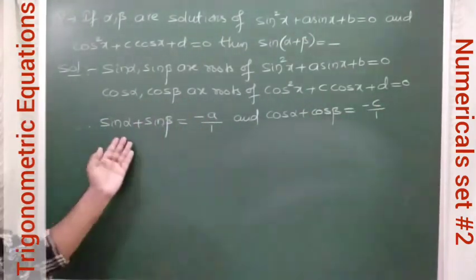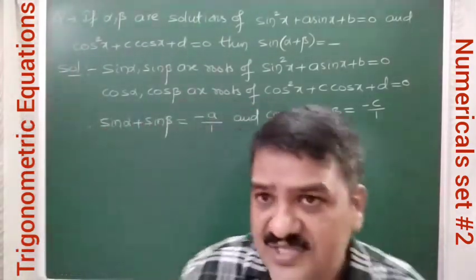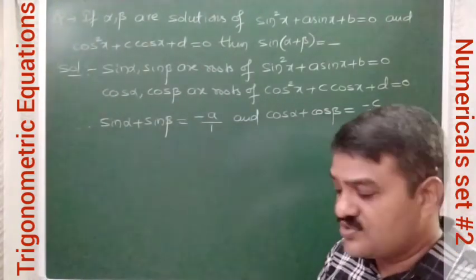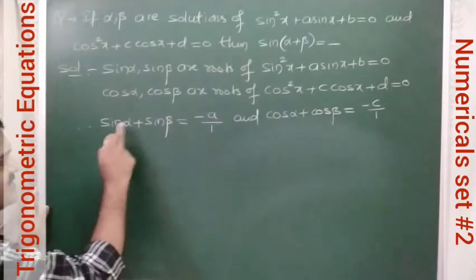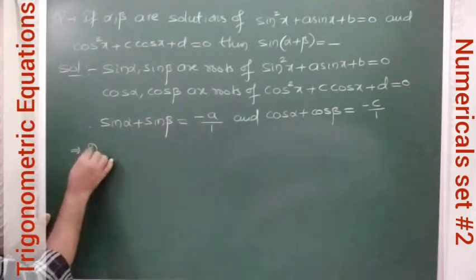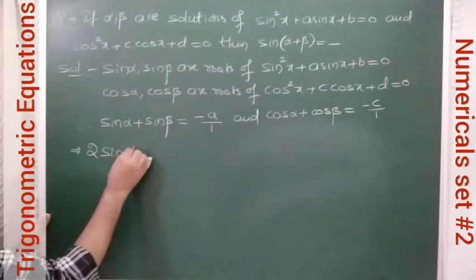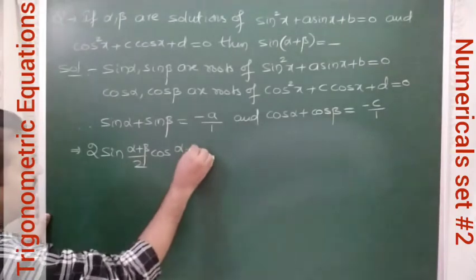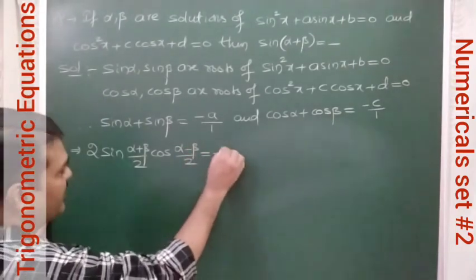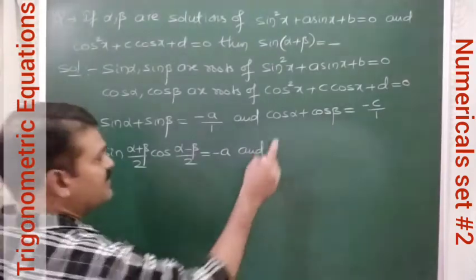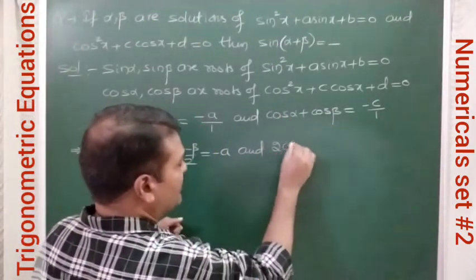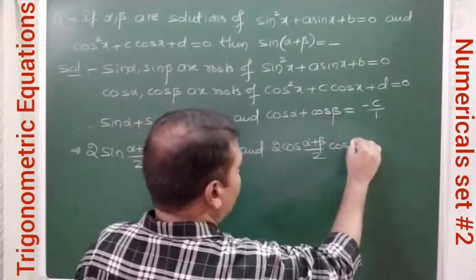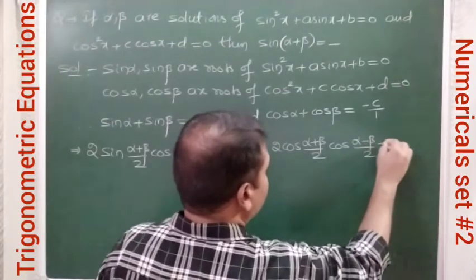Now we can use transformation formulas for this. So this is the sin c plus sin d model, and this is the cos c plus cos d model. We can use the transformation formula. Sin c plus sin d model: what is the formula? 2 sin of (c plus d) by 2 into cos of (c minus d) by 2. This is equal to minus a. This is the cos c plus cos d model. So 2 cos of (c plus d) by 2 into cos of (c minus d) by 2.